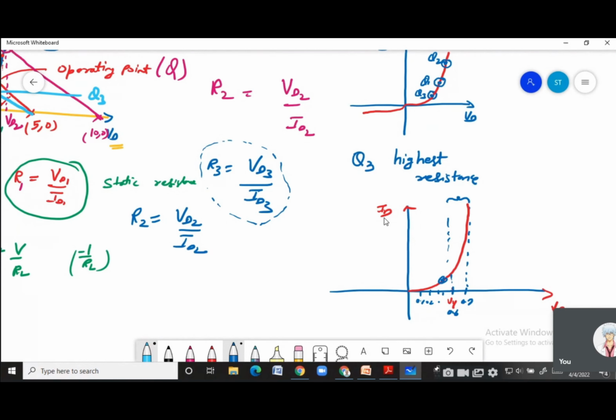What does it mean? With a small variation in the voltage in this region, you are getting a larger current. Small voltage and more current means low resistance. So as you move up along this characteristic, from here to here, the resistance is reducing. But if I move from here in this direction, the resistance of the diode increases.